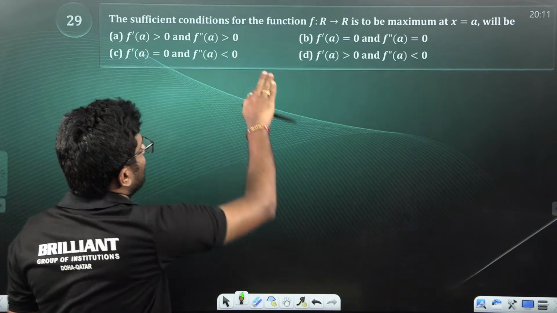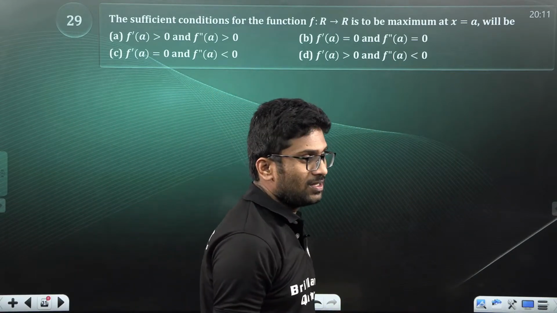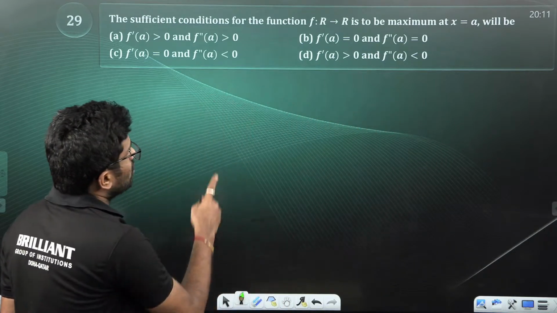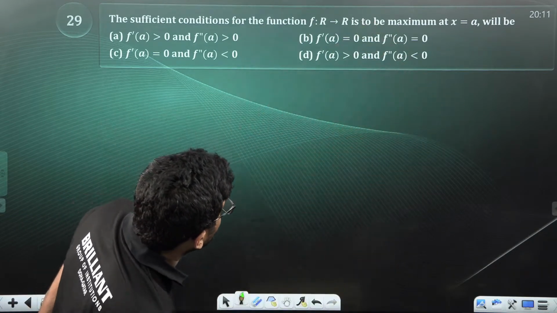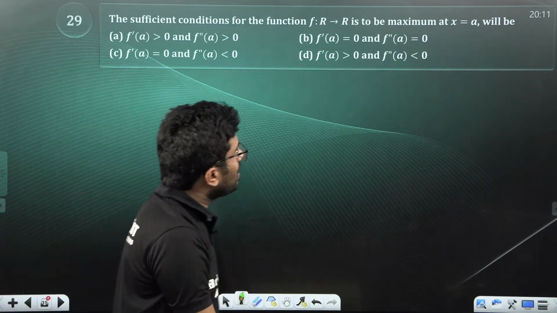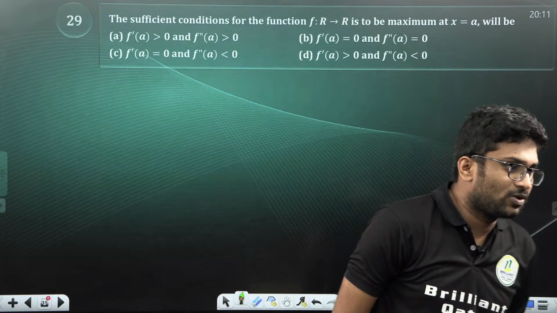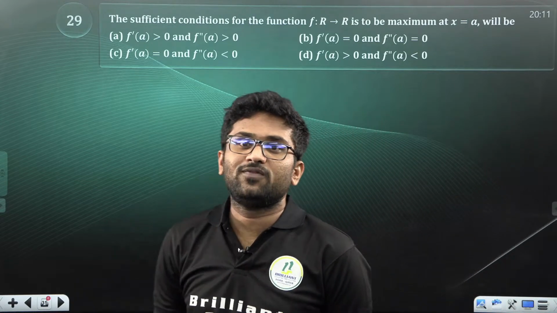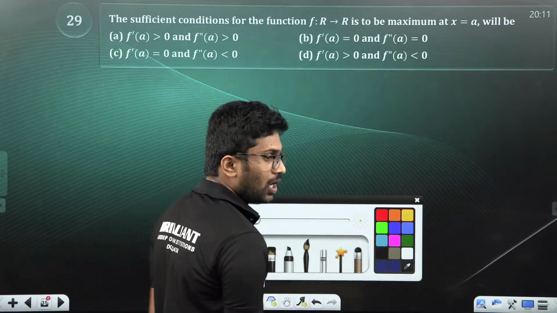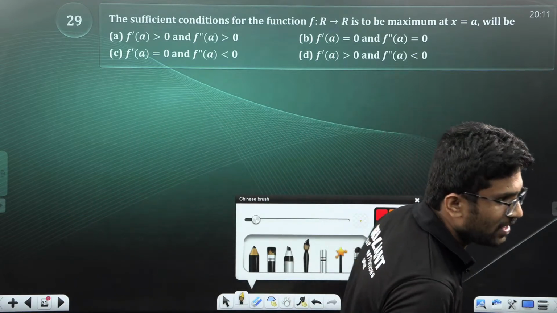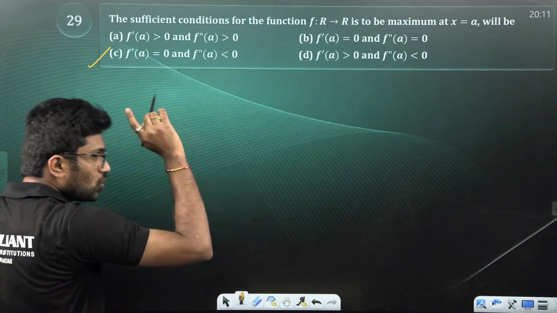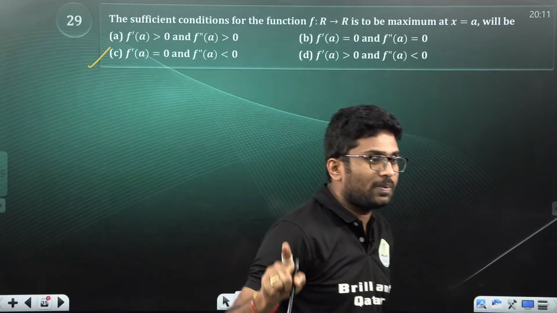The sufficient condition for the function to be maximum. Just theoretical, boss. The sufficient conditions for the function to be maximum at x equals a will be: f dash a equals 0 and the second derivative should be less than 0. So what will be our answer, guys? Option C. That's it. Very good, Ashmita. Very good, Karthik. Option C: first derivative should be 0, second derivative should be less than 0.